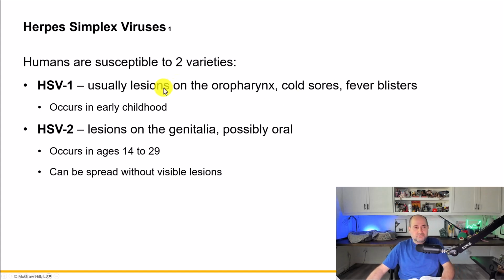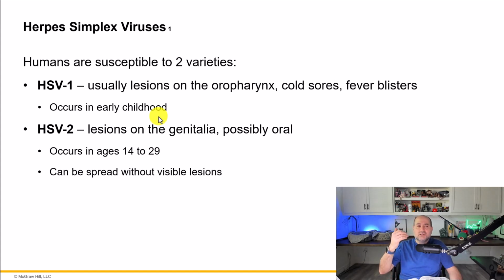Humans are susceptible to two varieties of the herpes simplex virus, HSV1 and HSV2. HSV1 usually causes lesions on the oropharynx, cold sores, and fever blisters. This can often occur early in childhood. Some people have cold sores or these fever blisters, and then they resolve and then they never have them again. Some people have them every so often, like every summer. Some people have them if they go out in the sun and there's UV radiation. You know, it all depends on the person.